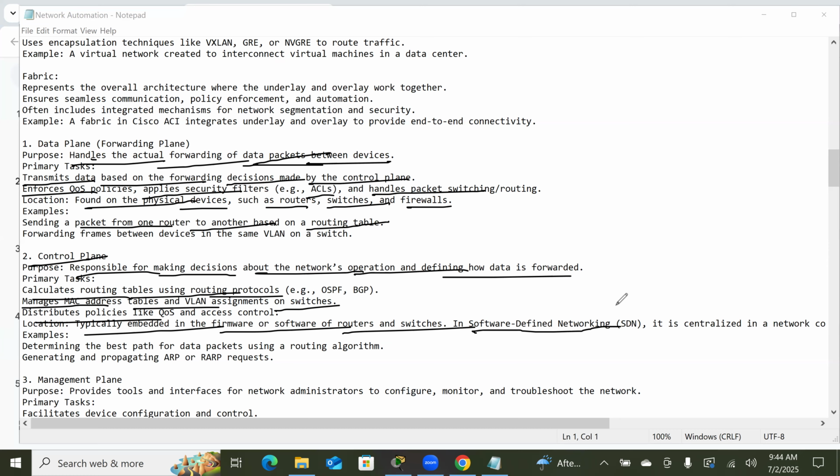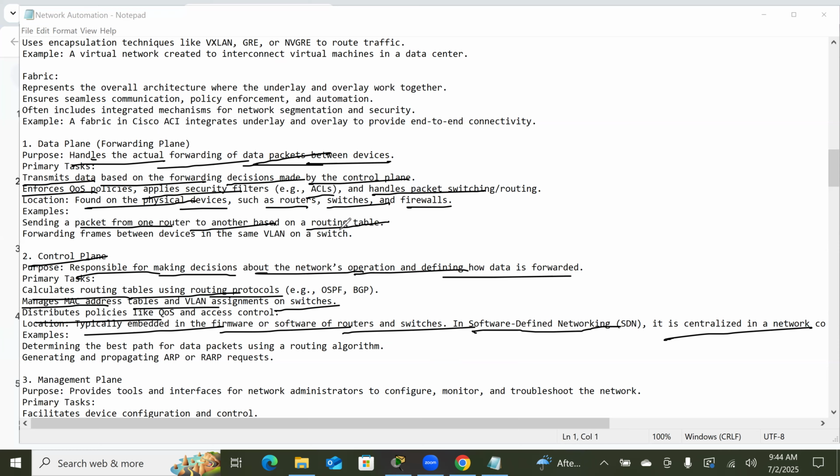The SD-WAN you are going to learn in CCNP. The same thing you are going to learn: SDN, software defined networking, where it's a centralized network, which is going to control all of the devices in a centralized way.